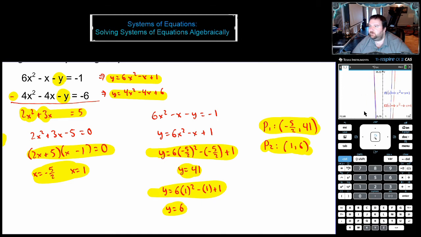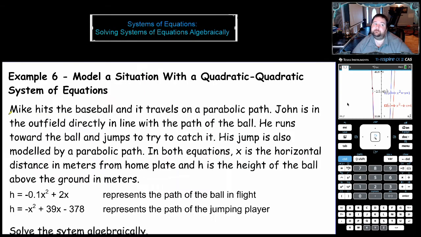So I'm going to scroll, and it looks like they're intersecting somewhere over here. So I'm going to analyze, look for an intersection. I'm going to start a little further, and there we go. And it highlights negative 2.5 and 41, which is 0.1. So I can verify that these are indeed solutions. Let's move on.